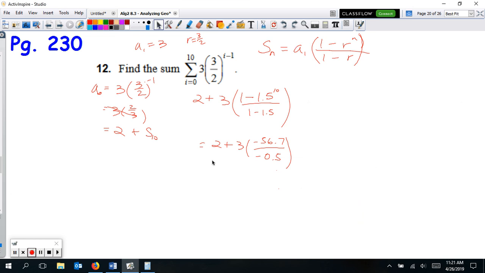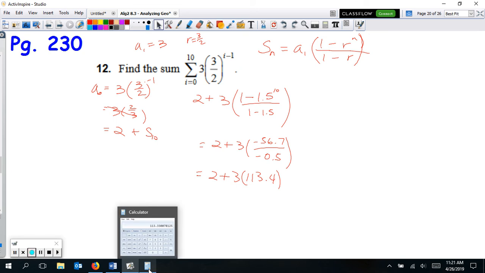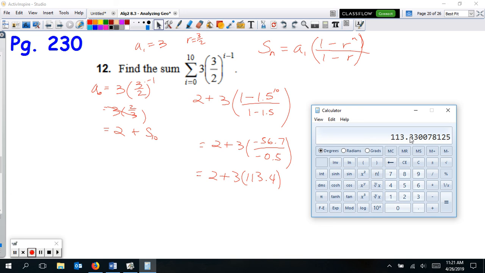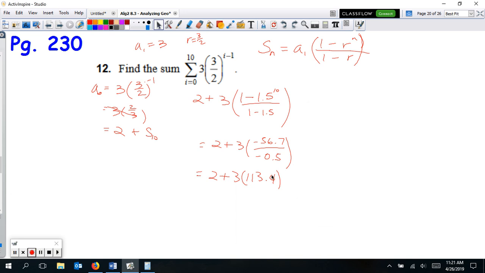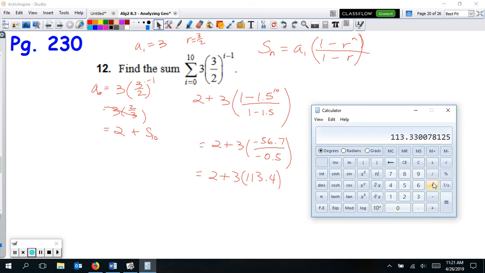So now let's put it down here. Again, starting off with 2 again, so don't forget I've got to add 2 to the end of this. So 2 plus 3 times that 113 point, I put 0.4, I probably should have put 0.3, but that's okay. Yeah, 0.3, 0.4, we'll get a close enough answer there. So it should have been 0.3, but that's all right. 3 times that, so let's go ahead and just multiply this by 3. So times 3 gives me 339.99. That's nearly 400 there.